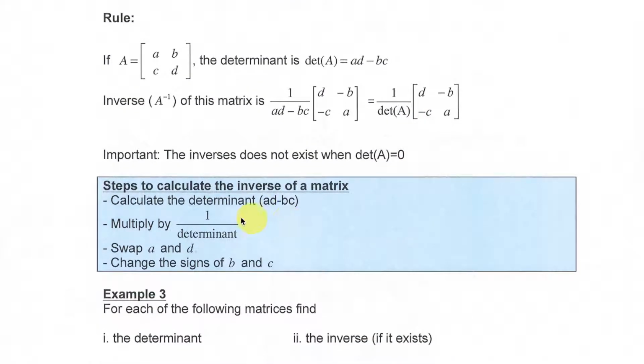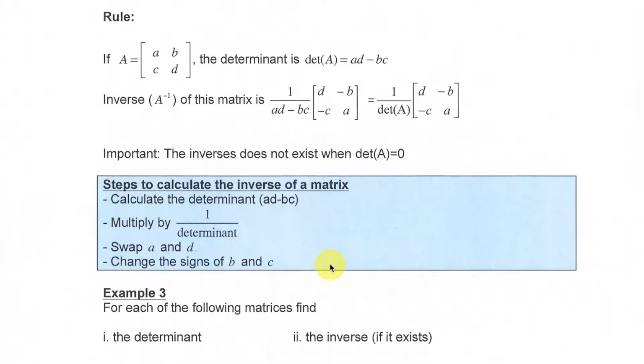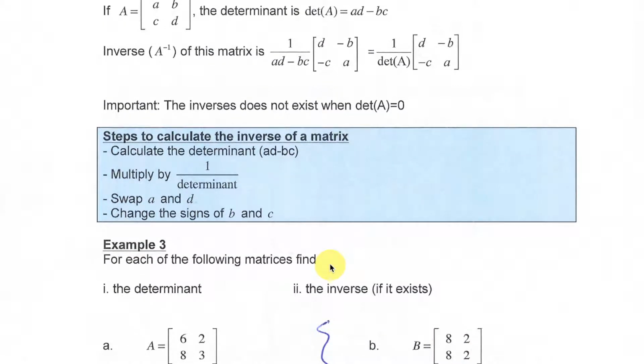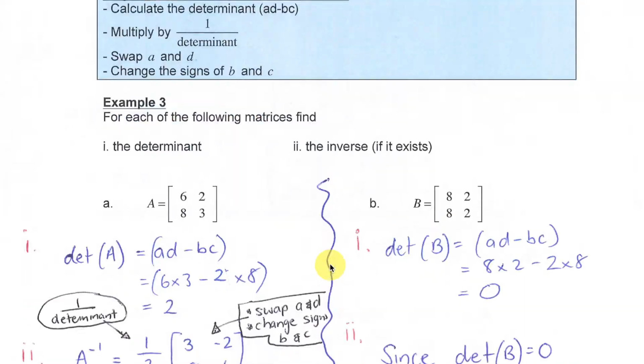And here's our steps summarised in the blue box. So calculate the determinant, AD minus BC, multiplied by 1 over the determinant, and then in the matrix, swap over A and D, and then change the signs of the other diagonal, B and C. So let's look at the example.